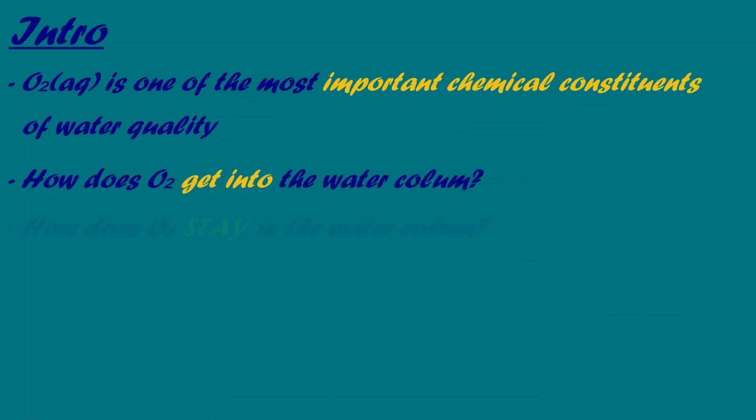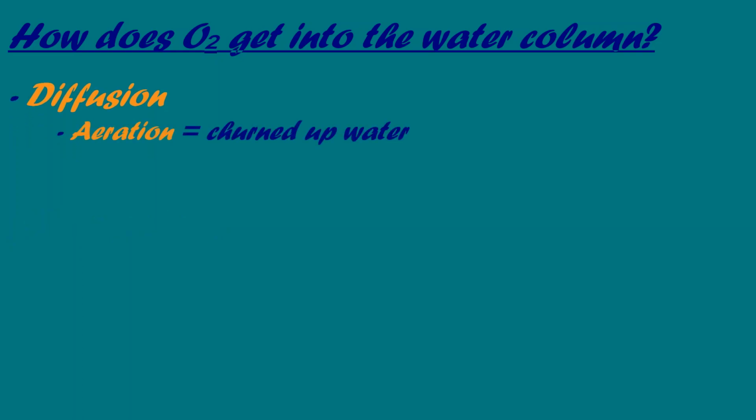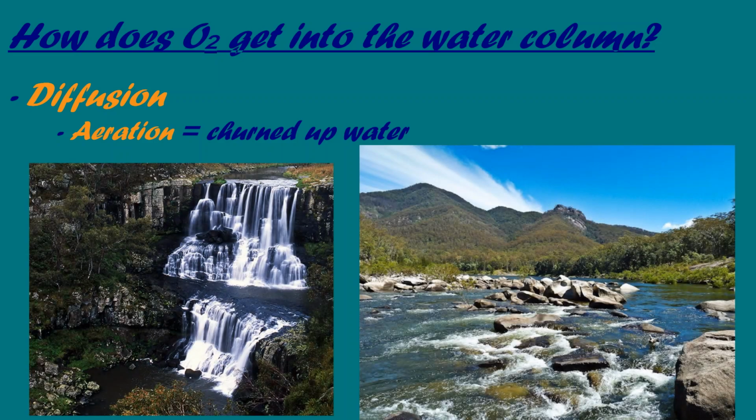More importantly, how does it stay there? Generally speaking, O2 enters the water in one of two ways: through diffusion and through photosynthesis. Oxygen can diffuse into water by aeration. If the water gets churned up enough, like at the base of a waterfall or over rapids, there's a better chance some of the O2 being forced under will stay down there and become aqueous.